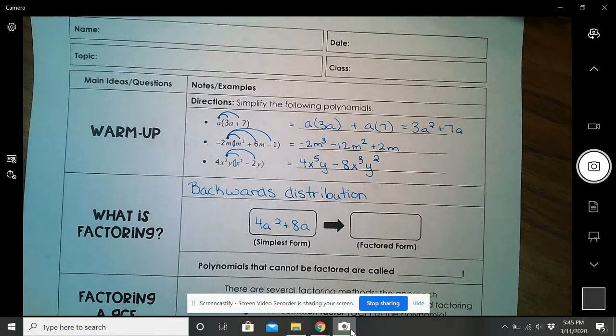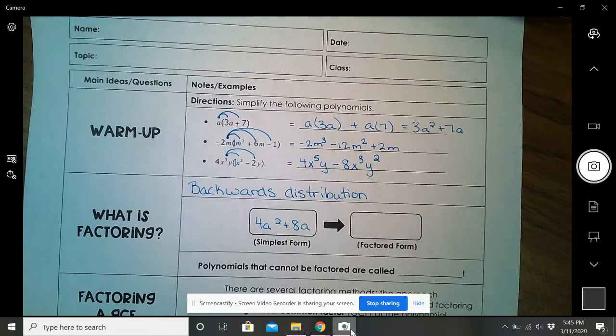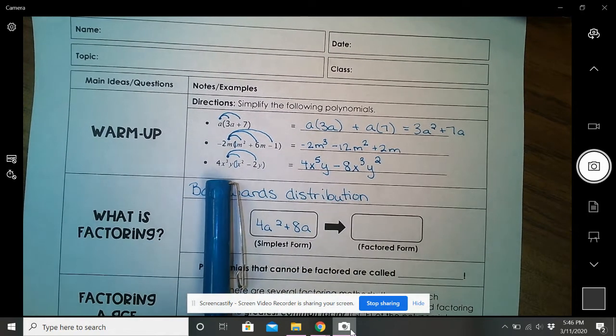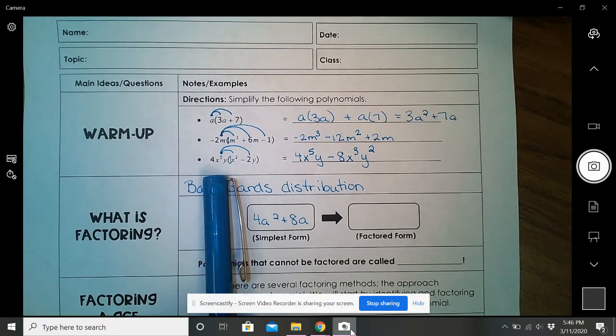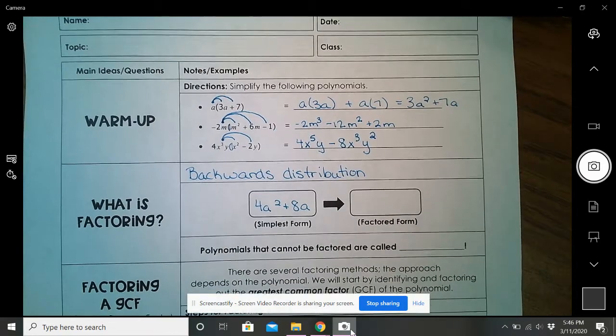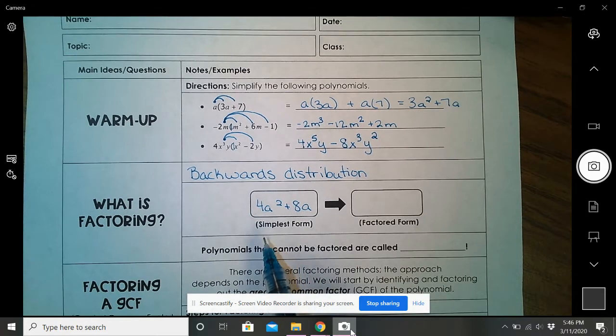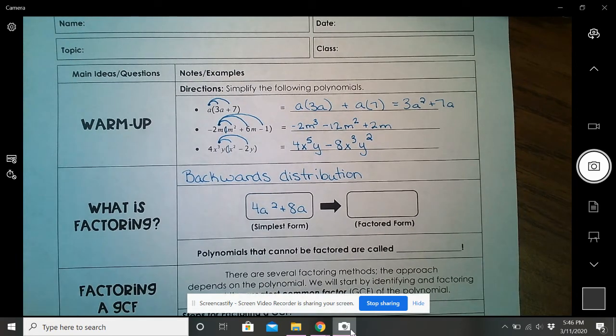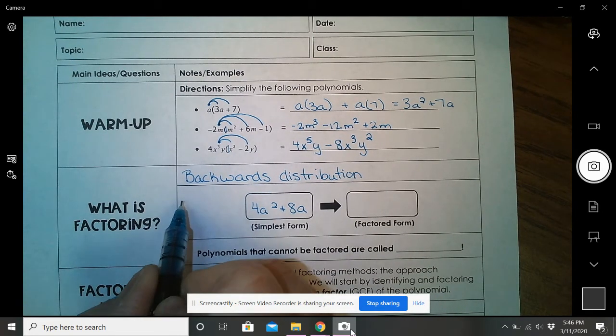Okay, so if that distribution is a little tricky, come see me, because that's what factoring is based off of, that you know how to distribute. So if we factor, we're just doing backwards distribution. We're going to start here and work our way back to the coefficient out front of the parentheses. So let's think about this one. I want you to think, what number could we have multiplied by to get a 4 and an 8 on the inside?